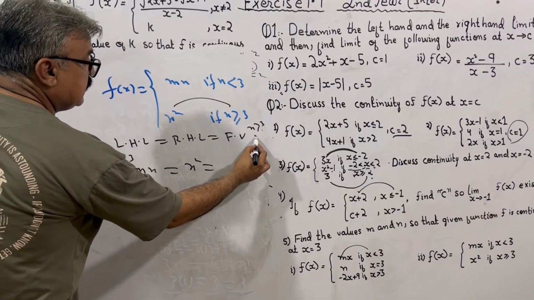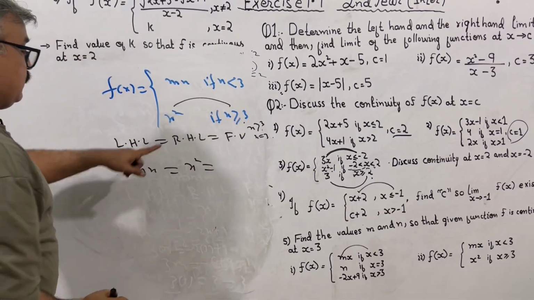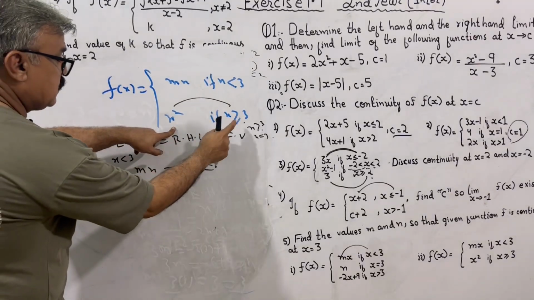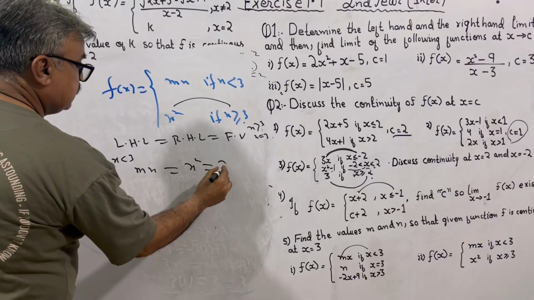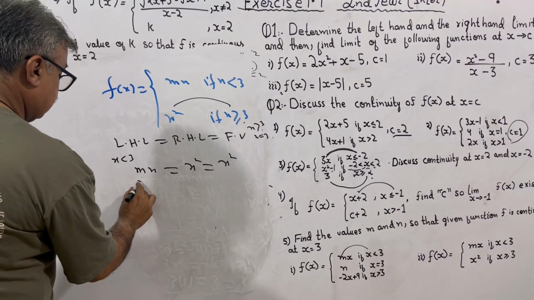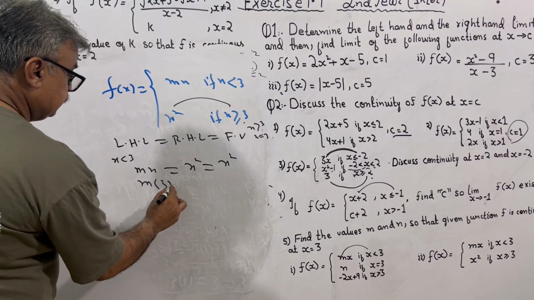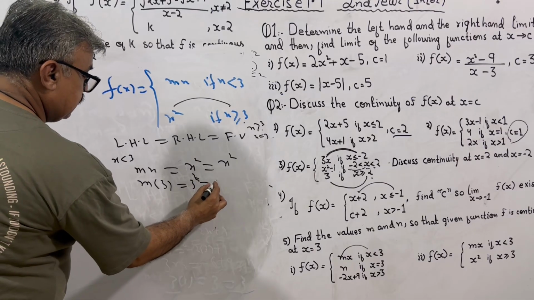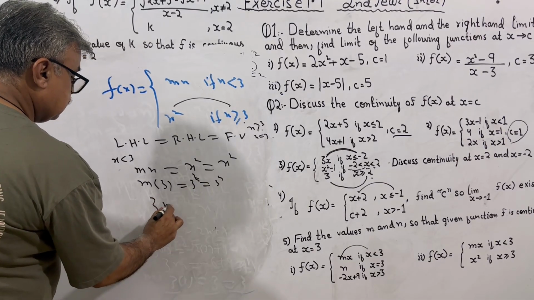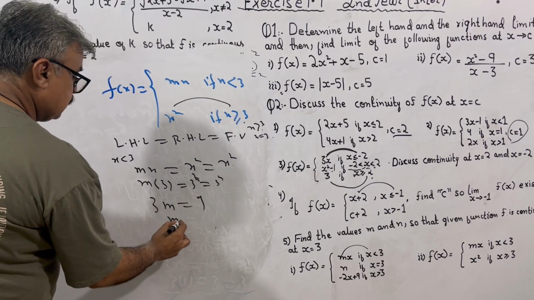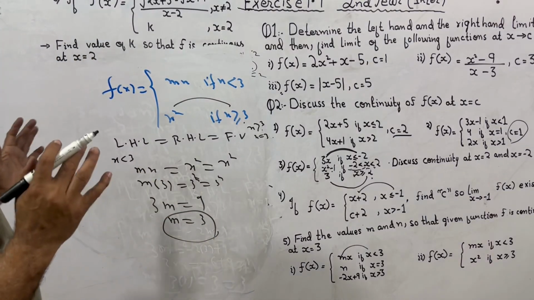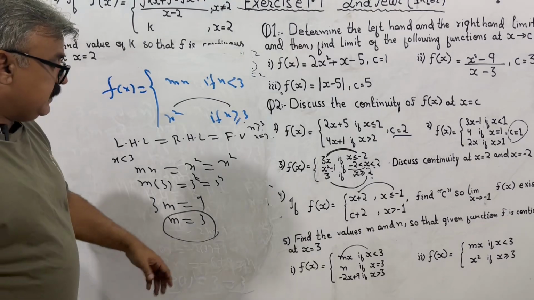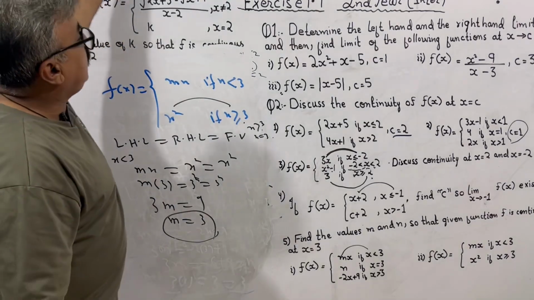X is greater than 3 or x is equal to 3. The corresponding point at x is equal to 3 lies here exactly, and this is the corresponding function x square. Put x is equal to 3: m times 3 is equal to 3 square, which means 3m is equal to 9. So m is equal to 3. If the function is continuous at x is equal to 3, our value of m is 3.